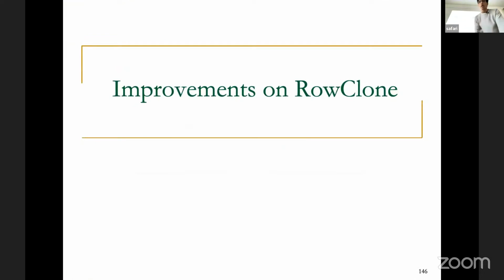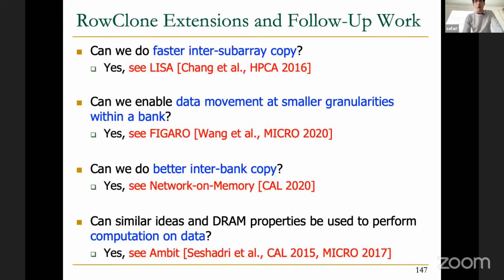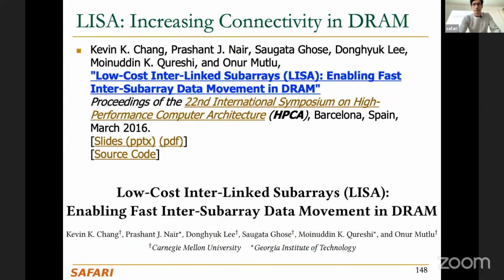RowClone is not the only way of doing processing using memory, and in fact, it's relatively limited because it's only super efficient when we are moving data inside the same DRAM subarray. Later research work has proposed ways of doing fast inter-subarray copy, from one DRAM subarray to another DRAM subarray. That's the LISA paper presented in 2016, but also data movement at smaller granularities. For example, the FIGARO paper presented in MICRO 2020.